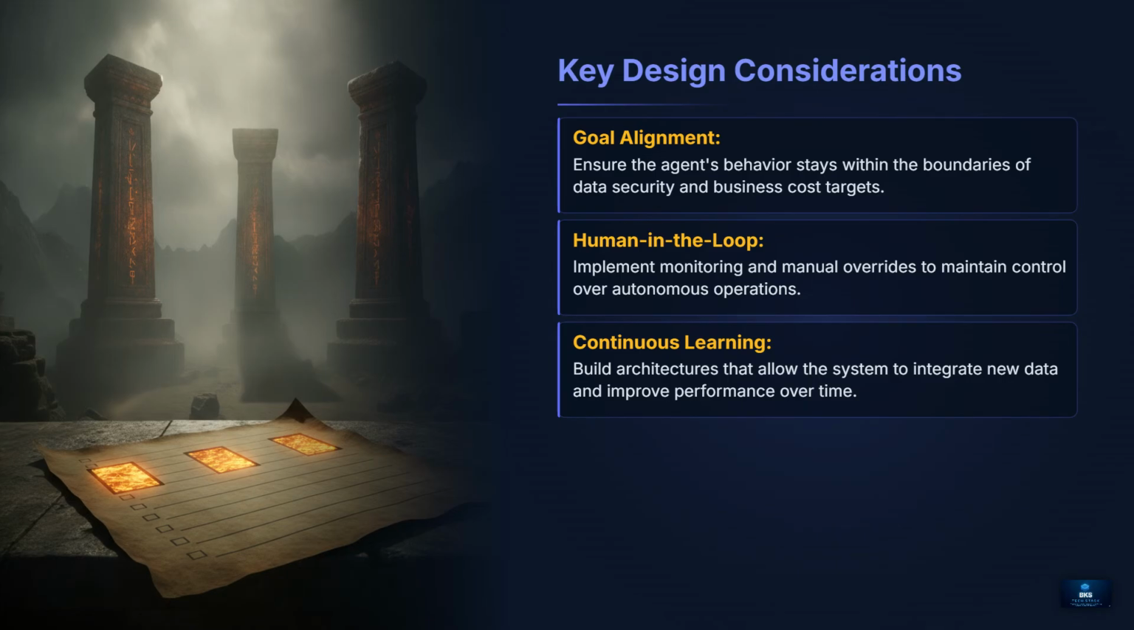When implementing these architectures, keep 3 design principles in mind. First, goal alignment. Don't let your AI get distracted by tasks that don't serve your business. Second, always maintain a human in the loop. Automated systems need guardrails. Third, prioritize continuous learning so your agents actually get better at their jobs as they encounter new, real-world data.